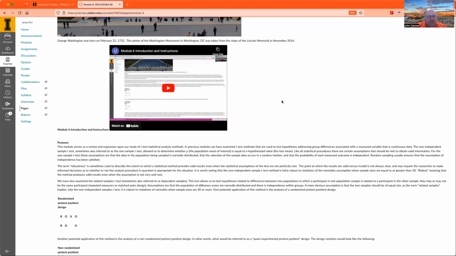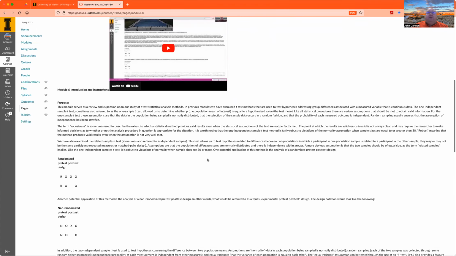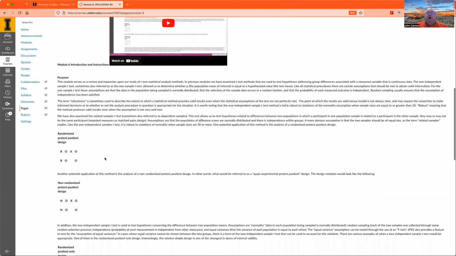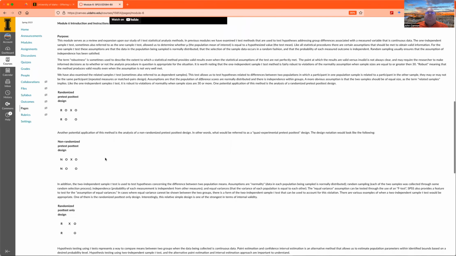One potential application of this method is the analysis of a randomized pretest post-test design. And you can see that design here in Canvas. Another potential application of this method is the analysis of a non-randomized pretest post-test design. In other words, what would be referred to as a quasi-experimental pretest post-test design. The design notations would look like the following, and there, see that.